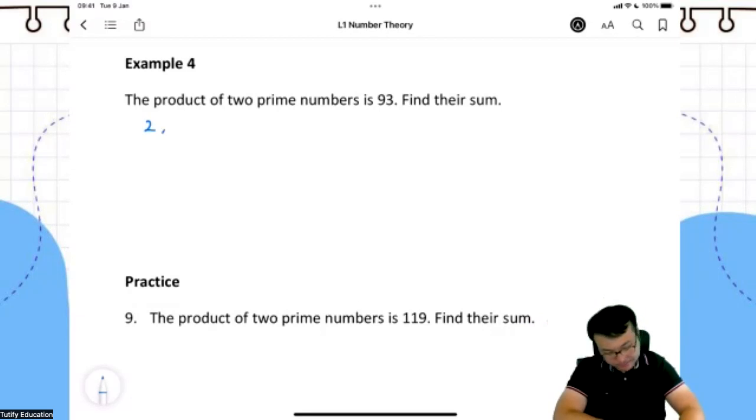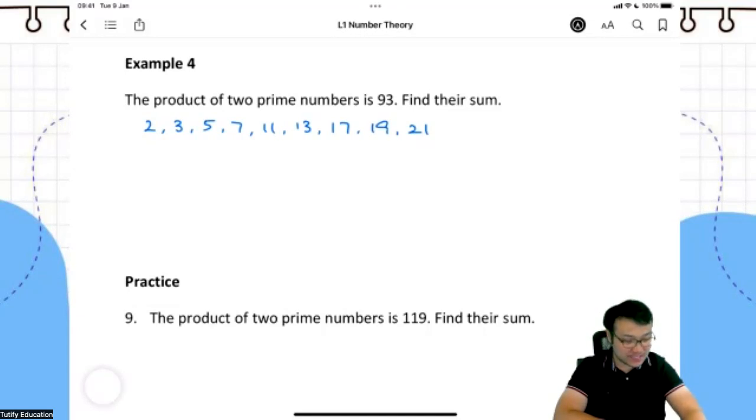Then what's the next one? 3, 5, 7, 11, 13, continue. 17, 19, 21, right? I think. No. Okay, 21 can be divided by 3 and by 7.